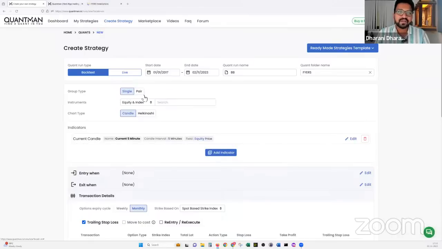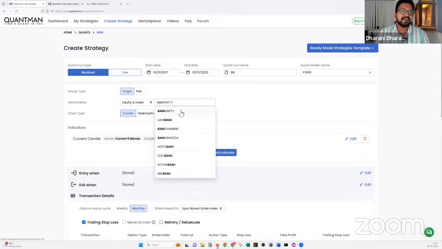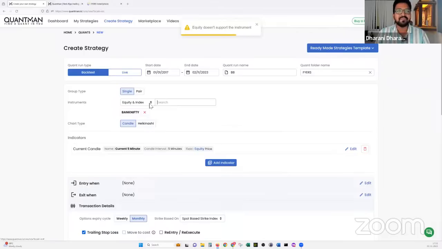So as of now, we just go ahead with single, and I'm pretty sure there are many people who use Bank Nifty, and even I'm one of the crazy. I'm really crazy on Bank Nifty. So you can see here the equity and index. We can just do it on the spot chart, where you select equity and index, and then take the trade on futures and options. But what I personally do is select the future and option. So I selected future and option.